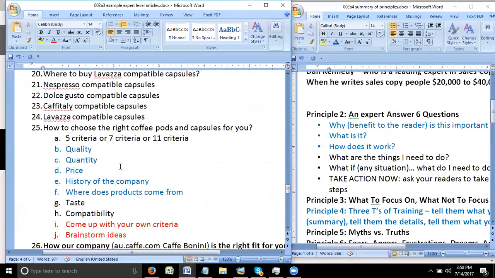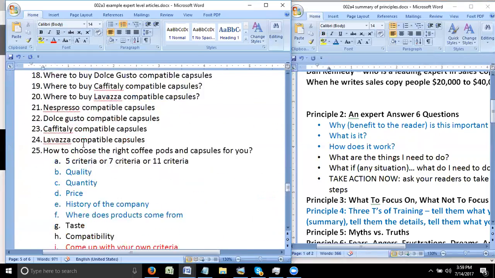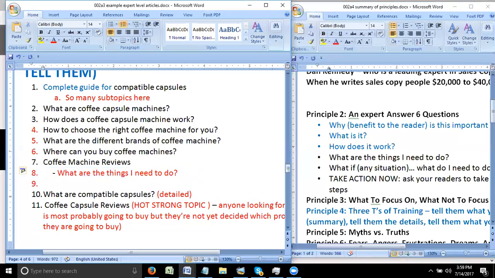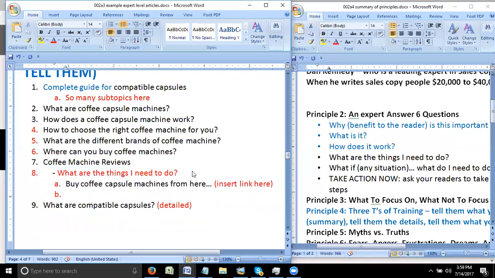So let's take a quick look at our outline so far. We have an outline of 26 articles that follow a lot of the principles. We still do not know, I still have no idea what I put here to satisfy the what are the things I need to do. But under that, I can probably put buy coffee capsule machines from here, and then insert link here. And then buy coffee capsules from here, and then insert link here.